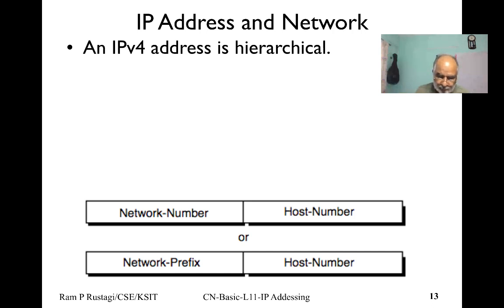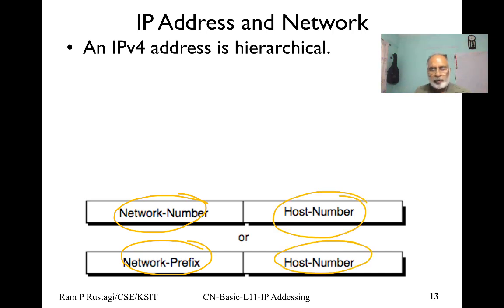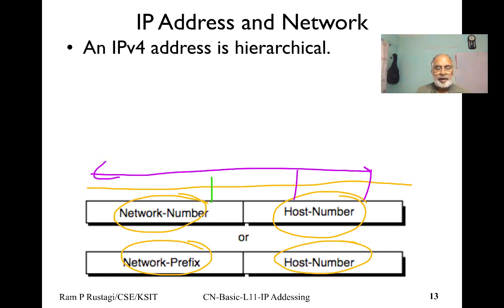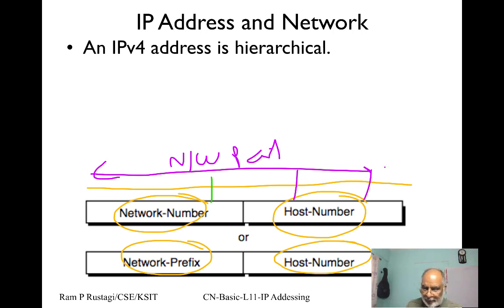One is called the network number or network prefix, and the other is called the host number. That means given the 32-bit address, you decide depending on the hierarchy, is your network here, or is your network up to this part, or up to this part. So whatever the first part is, you divide. This is called the network part, and whatever the remaining part is, this is called the host part.